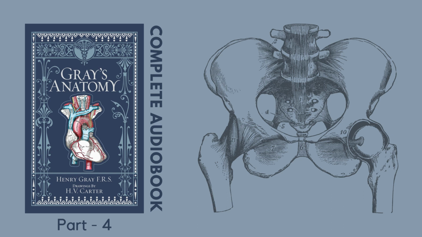Articulations. The hip bone articulates with its fellow of the opposite side and with the sacrum and femur.